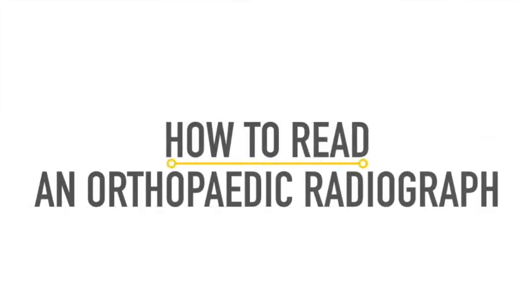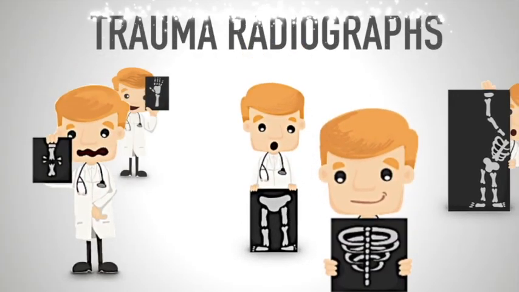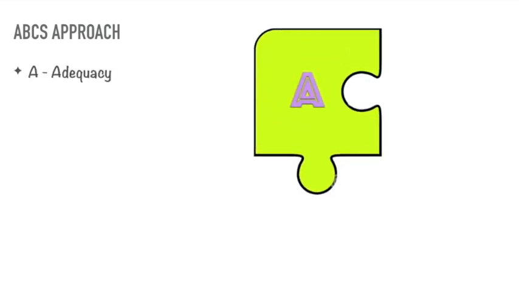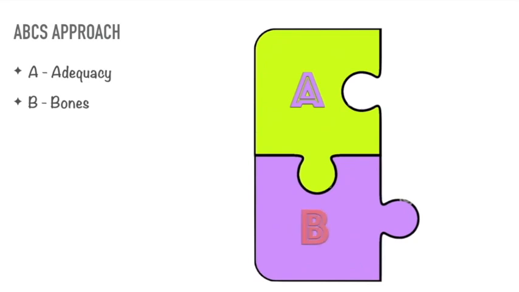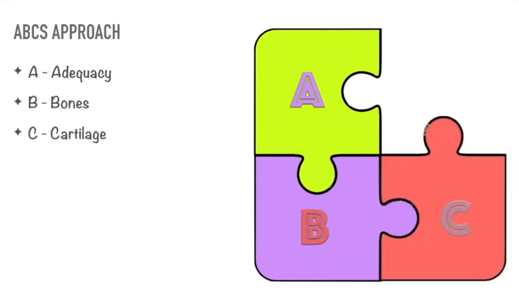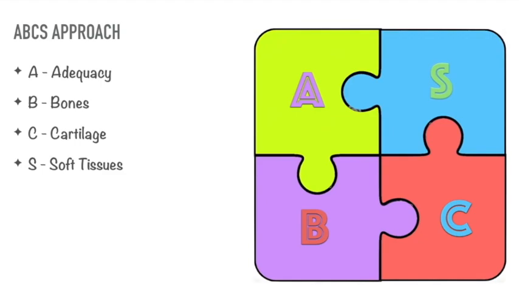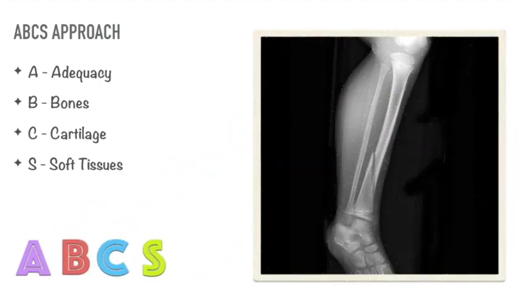Young Orthopod, and today we'll discuss how to read an orthopedic radiograph. Interpreting and reporting a radiograph in a methodical and scientific manner is essential to convey the message properly. In this video, we will focus mainly on the trauma radiographs. To every trauma radiograph that you see, you must always apply the ABCS approach. Here, A stands for adequacy, B for bones, C stands for cartilage, and S is for soft tissues. Let's see each of these one by one.